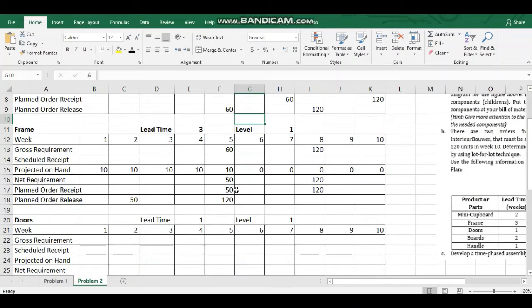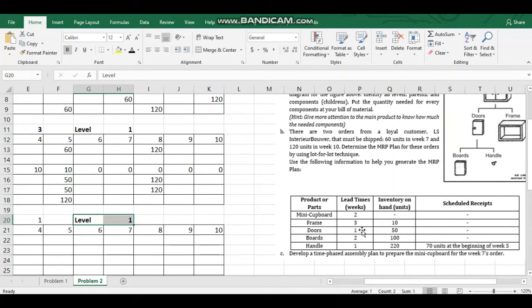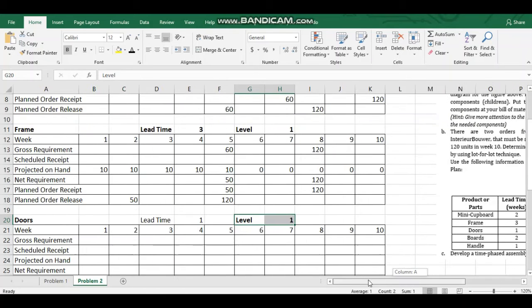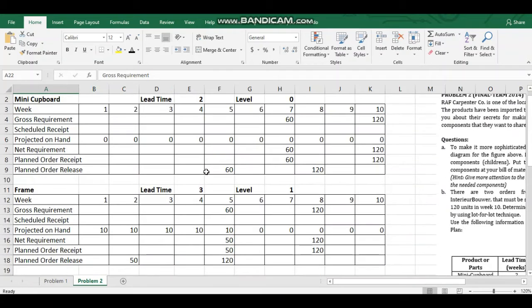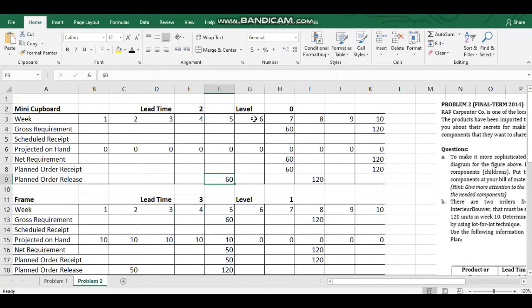Okay, don't forget that in level 1 we also have the doors, and the lead time for doors is 1 week, and inventory on hand is 50. So the projected on hand is 50, and since it's level 1, the gross requirement will be following the plan order release of level 0.